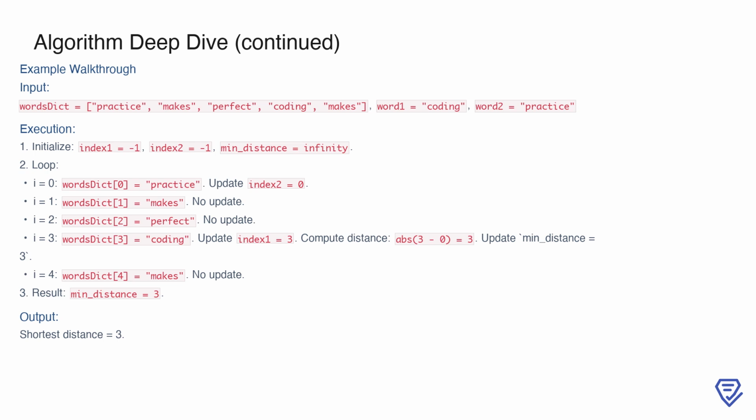Now, both index1 and index2 are valid, so we calculate the distance, abs(3 - 0), which equals 3. Since this is smaller than infinity, we update min_distance to 3. At i equals 4, no changes occur. Finally, the shortest distance is 3, which is returned as the output.